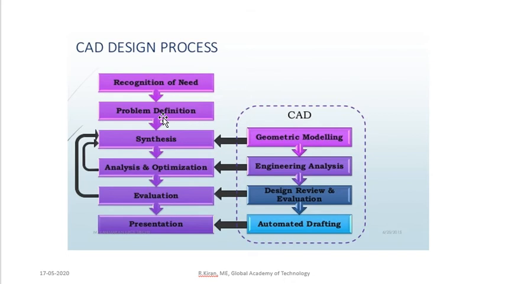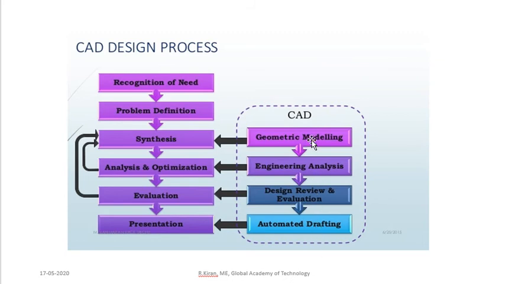Once the changes have been done, the geometrical model that has been created and subjected to analysis can finally be presented in the form of drawings. Just beside that, we are seeing the computer aided design process, where we have four different steps: geometric modeling, engineering analysis, followed by design review and evaluation, followed by automated drafting.